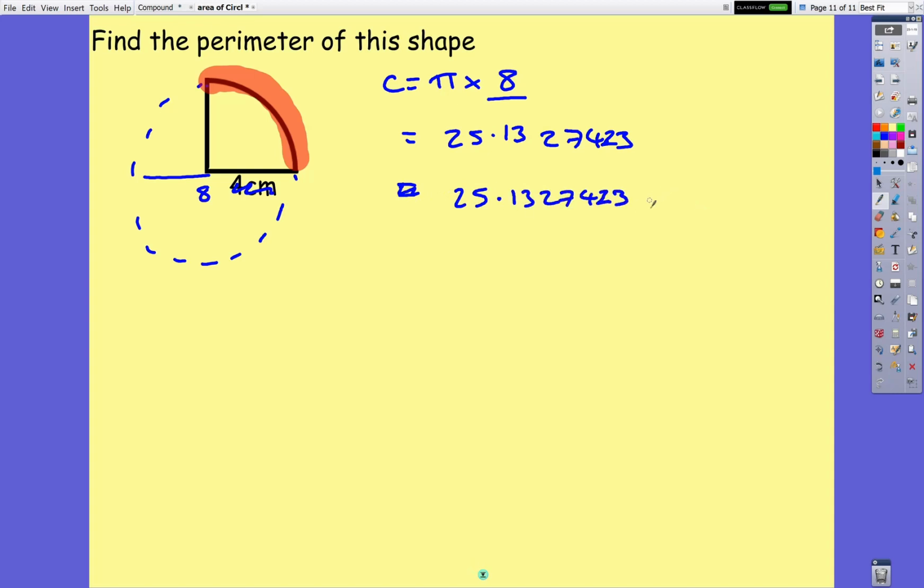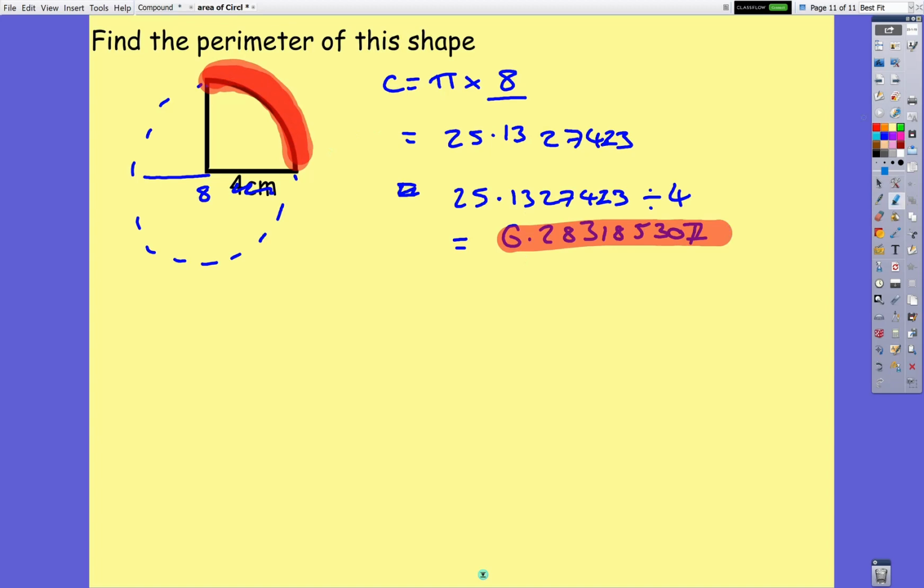Now for that section, we do 25.13274123, and you're right, divide it by 4. That gave me a total of 6.283185307. Hopefully you've realised I need to add something to it. Be careful because this part here is only this red part. We need to work out my 2 other parts.